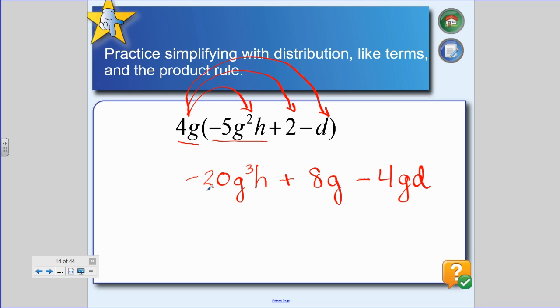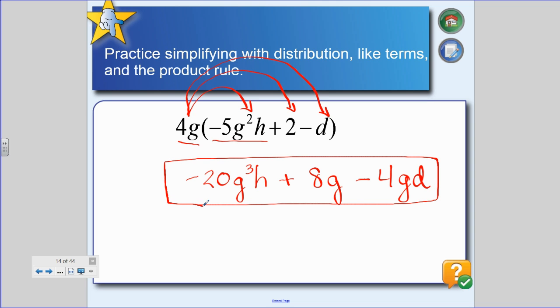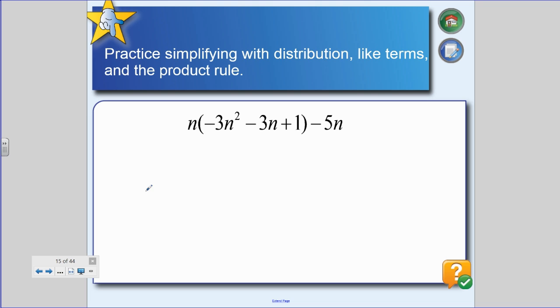Now we have to investigate our terms. Do any of these variable situations match? This is g squared h. This is just 1g. And this is a g and a d. And no, none of them are perfect matches. So we are done. We cannot do any more. Remember, if you're to add and subtract some stuff, they have to be perfect matches. Their variable situation has to be exactly the same. Those are called like terms. So go ahead, try this one on your own. We're going to have to distribute an n and then combine like terms.